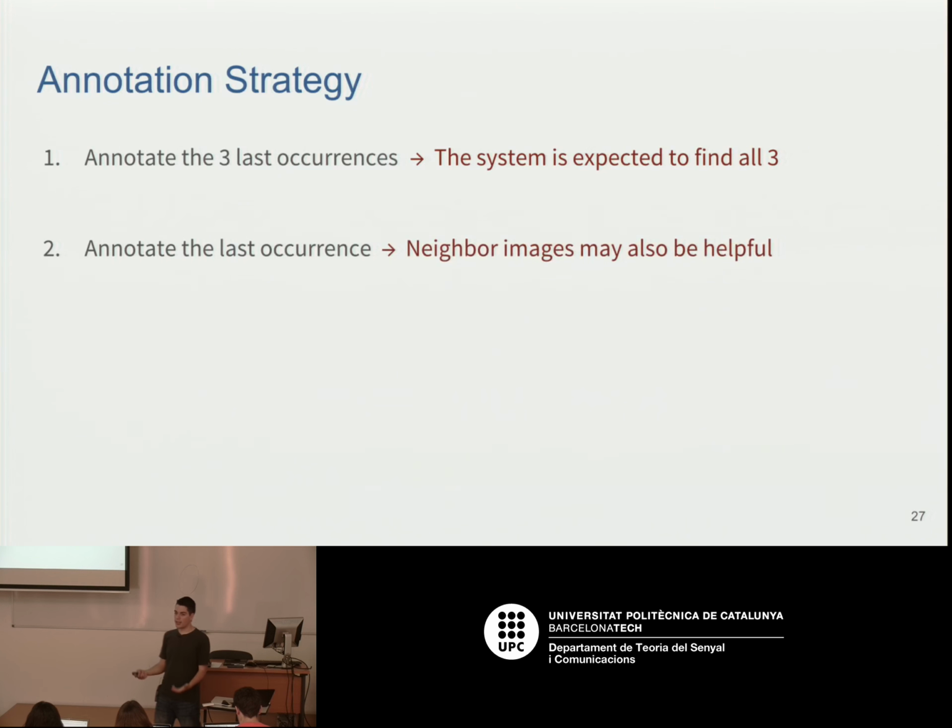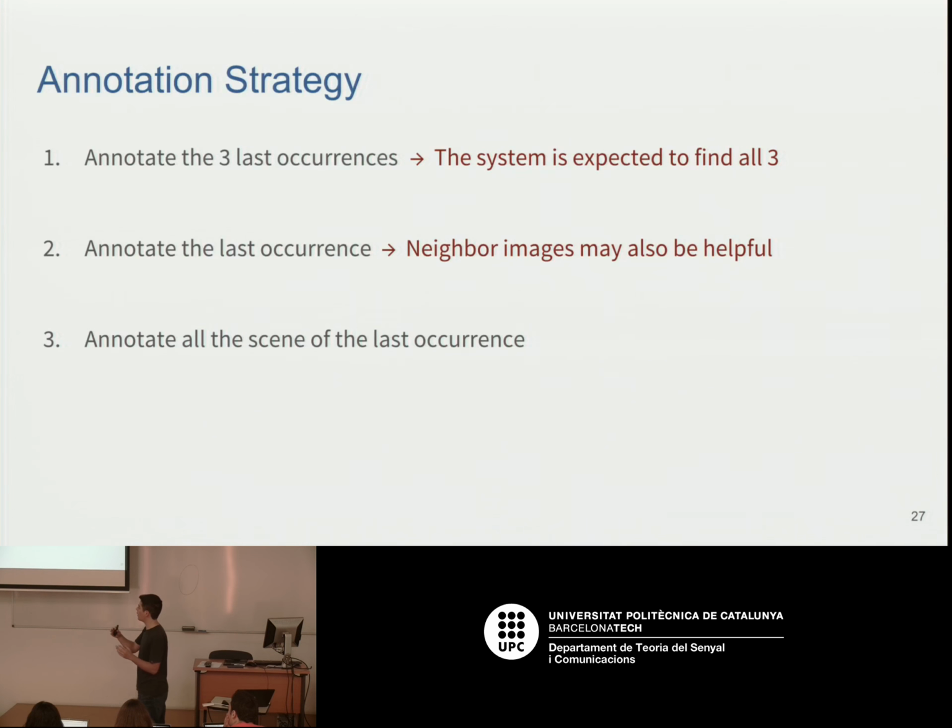But what happened here is that when we saw the ranking qualitatively, we saw that it was performing better than what the metric was saying. The cause is that neighbor images can also be helpful to the user, but they don't have to be the very last image that contains the object. So in order to solve that, we decided to finally annotate all the images that were composing the last occurrence of the object, but in the same scene.